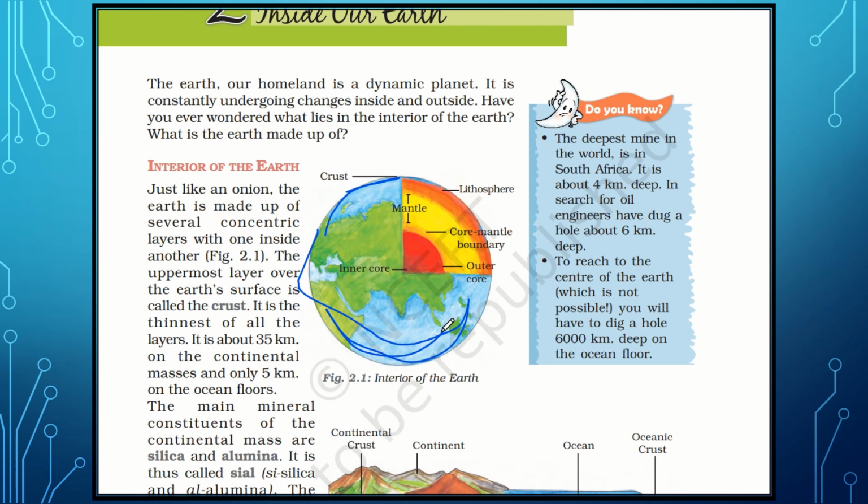It is the thinnest of all the layers. It is about 35 kilometer on the continental masses and 5 kilometer on the ocean floor. It means only 35 kilometer it covers the continental part, that is the land part, and 5 kilometer it covers the ocean part.